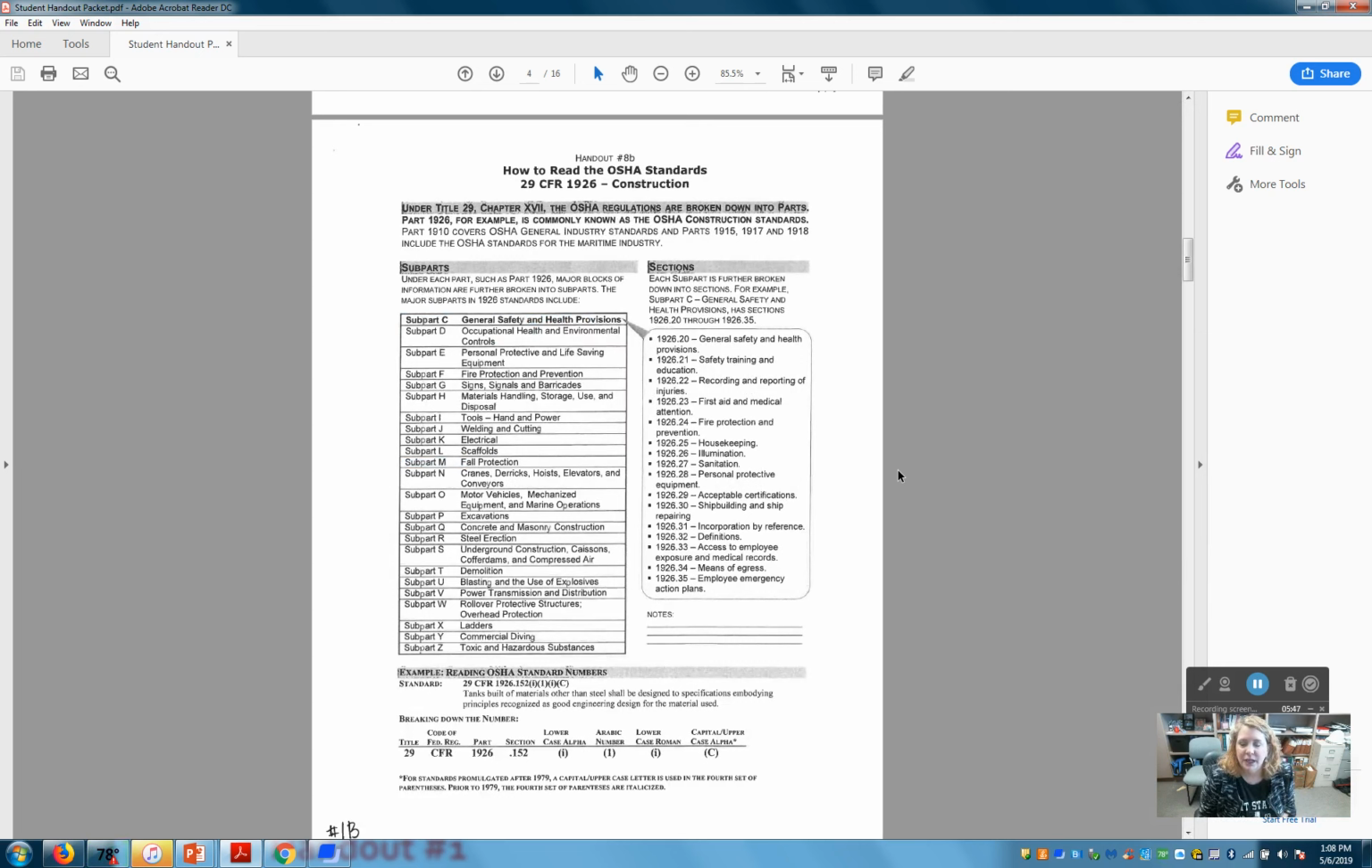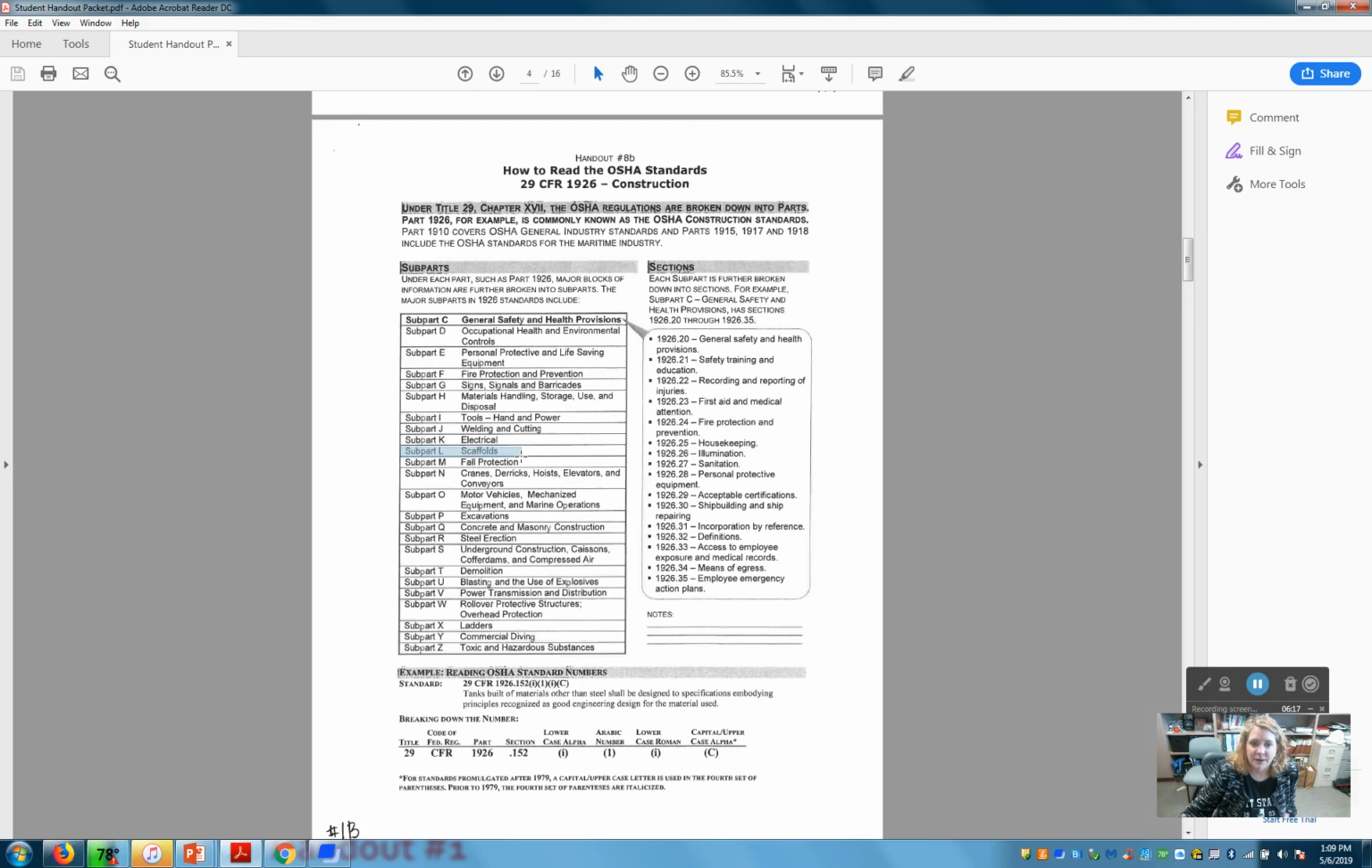1926 construction. Once again, if we say general industry, that's 1910. If we say construction, it's 1926, and that's the part number. It's set up pretty much the same way, but with subpart L, I do want to tell you these are not synonymous. That would have been too smart probably, and maybe they did it so that we wouldn't automatically go to that area. We'd have to look around.